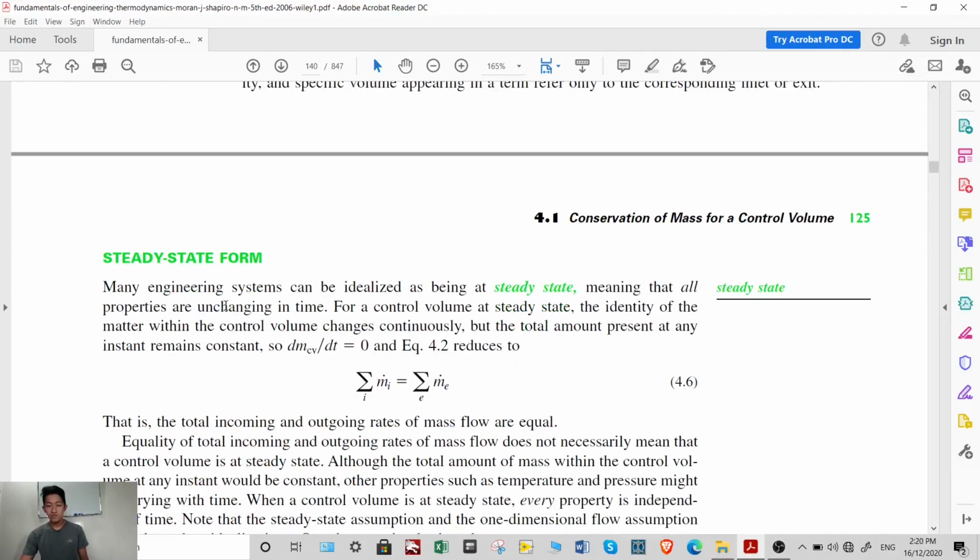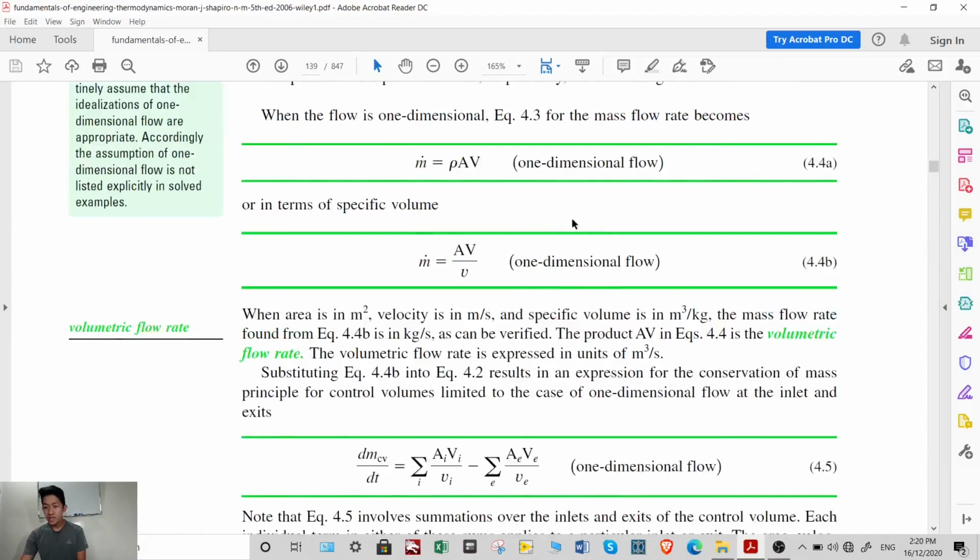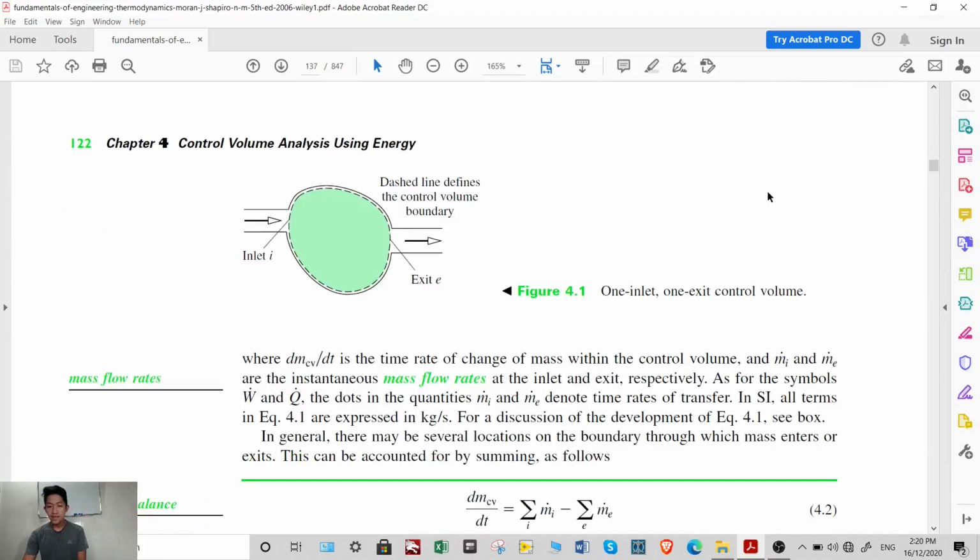Okay, let's move forward to the term steady state. When you talk about steady state, it means the properties within the control volume, regardless of time, stay the same. The value or property inside the control volume stays the same. That is the meaning of steady state.